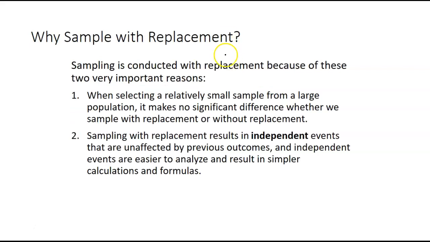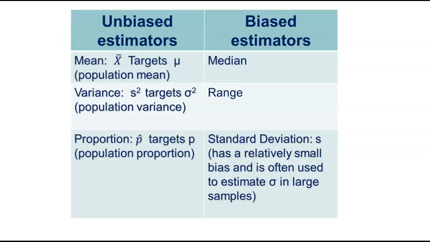Okay, so why did we sample with replacement? There's a couple of reasons for this. When we have a relatively small sample coming from a large population, it goes back to that 5% rule that we looked at in chapter 4. It basically makes no significant difference whether we sample with replacement or without replacement. The other reason is that when we're working with independent events, it does make the events easier to analyze and results in simpler calculations and formulas.